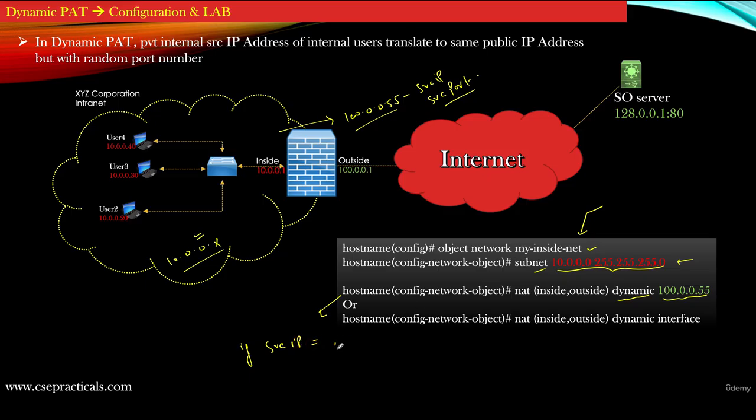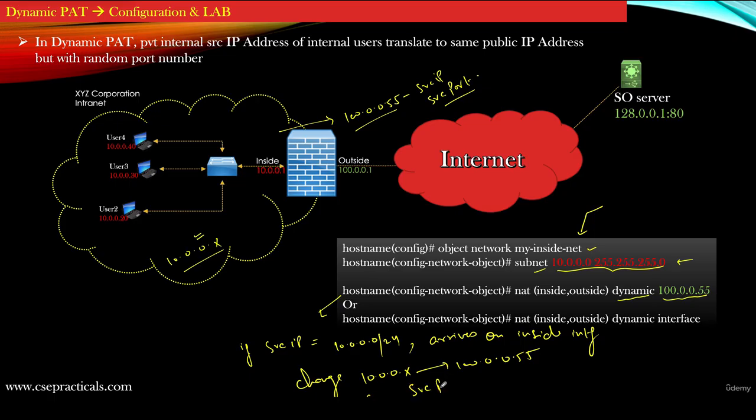belongs to this subnet, right, and the packet arrives on the inside interface of the Cisco ASA firewall, then change the source IP address of the packet from whatever it is, 10.0.0.x, to 100.0.0.55, and change the source port number of the packet from whatever value it is, x, to any random value, let's say r, where the r value will be chosen from this range.